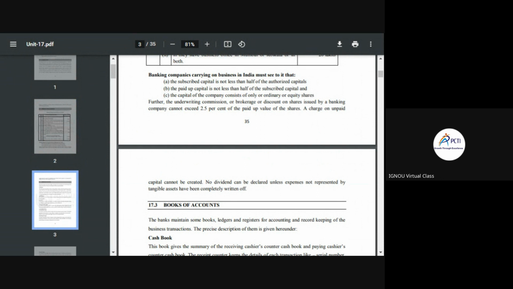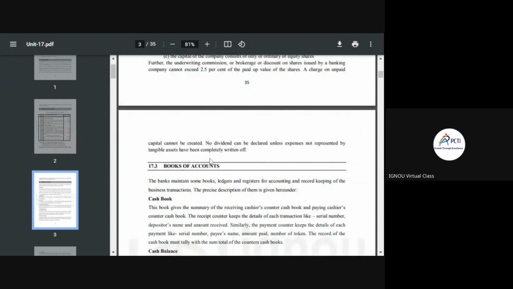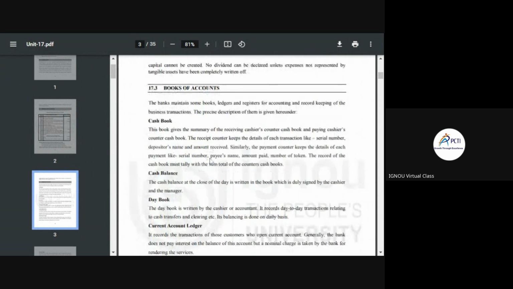So basically, the underwriting commission or brokerage or discount on shares issued by the banking company cannot exceed 2.5% of the paid up value of the share, and a charge on unpaid capital cannot be created. So, no dividend can be declared unless expenses not represented by tangible assets have been completely written off.